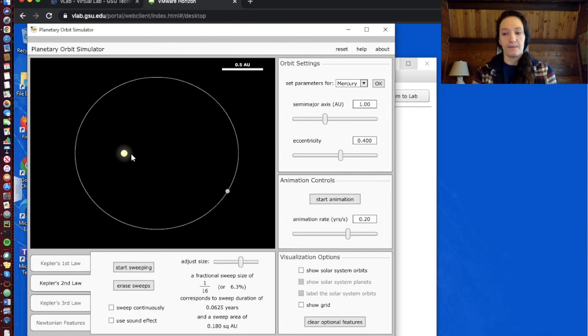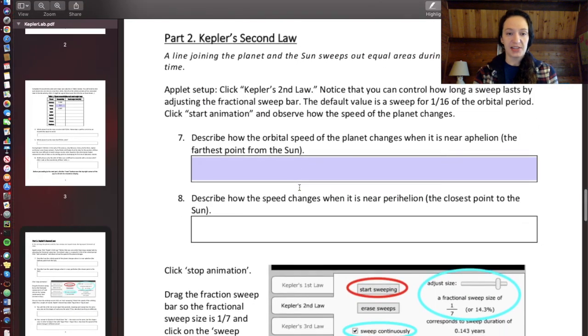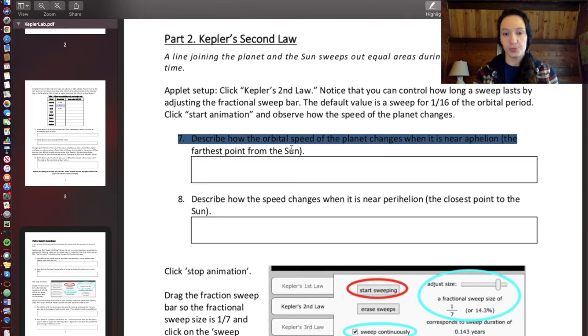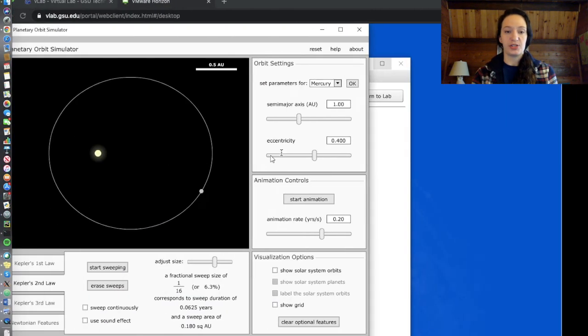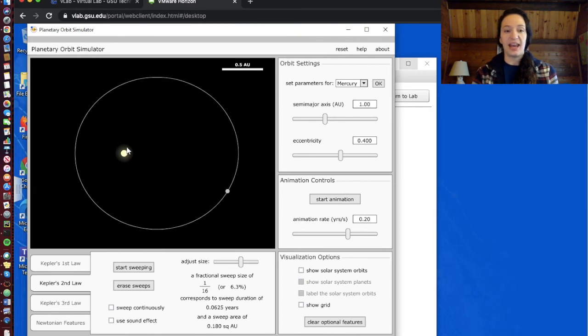So, question 7 asks you, describe how the orbital speed of the planet changes when it is near aphelion first, so the furthest point away from the sun. So you want to get as far away from this body as you can. It's going to be over here. How does the speed of your planet change here versus when it's over here at its perihelion?